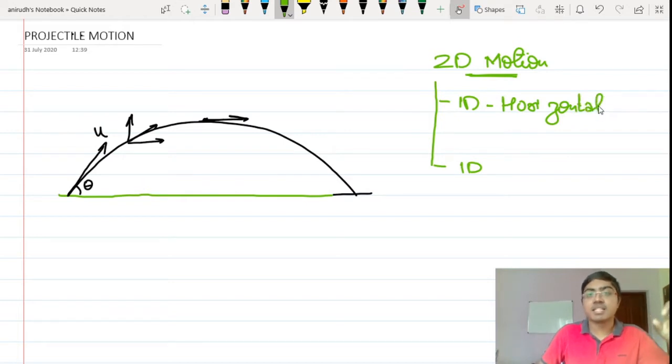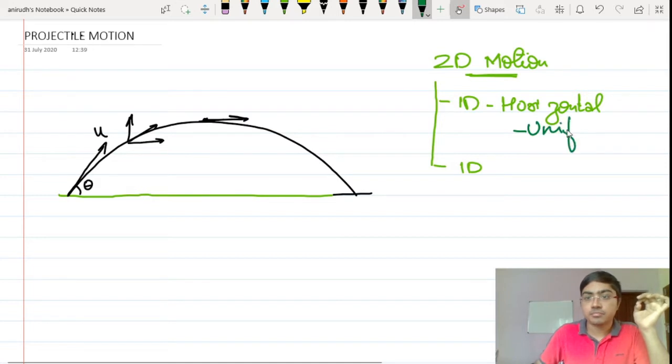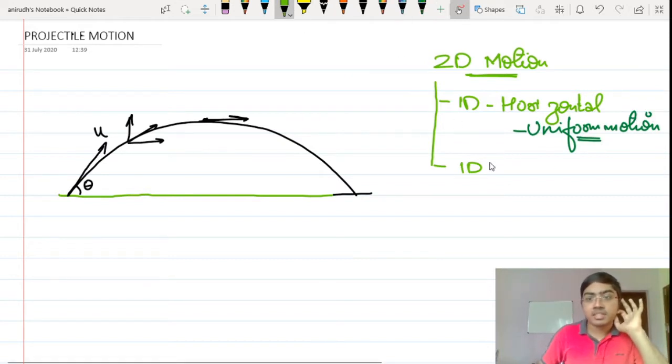Let us imagine you are going in a car which has a uniform velocity. So this horizontal motion is actually a uniform motion. The component of the motion in the horizontal direction is uniform motion. Now, the other one-dimensional motion is along the vertical.